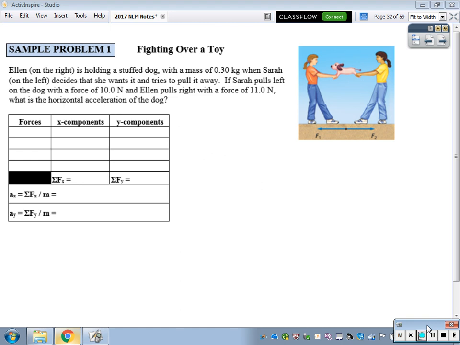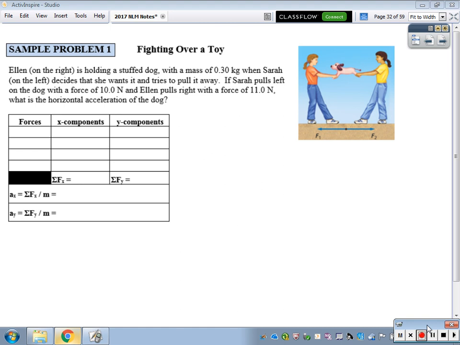Obviously, we'll see how things go. So let's just start by jumping right in. Sample problem number 1. Ellen, who is on the right, is holding a stuffed dog with a mass of 0.30 kilograms when Sarah, on the left, decides she wants it and tries to pull it away. So 2 kids fighting over a stuffed animal. If Sarah pulls the dog with a force of 10 newtons, Ellen pulls right with a force of 11 newtons. We want to find out what is the horizontal acceleration of the dog.